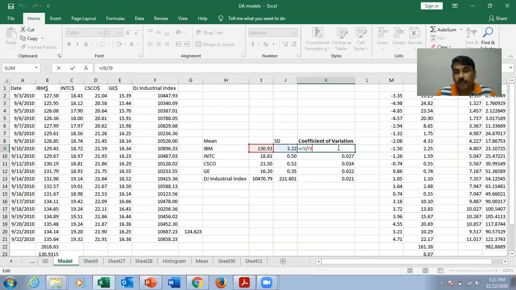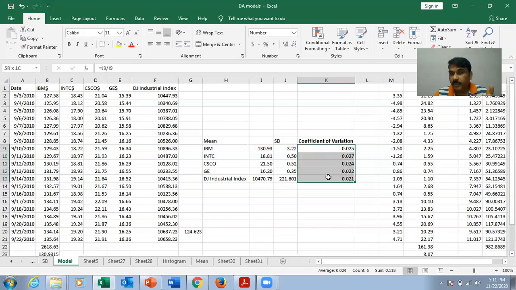Right? Coefficient of variation is what? The mean value divided by the standard deviation, right? So that is what I have done here on the Excel sheet. I have put in the formula here. That is 130 divided by 3.22. That is the standard deviation value, and then these values came.